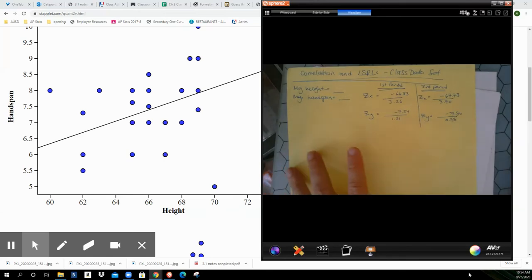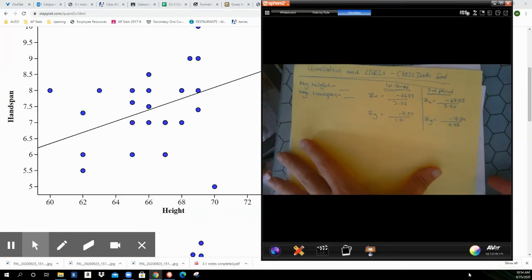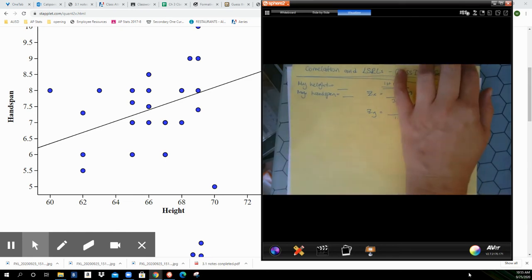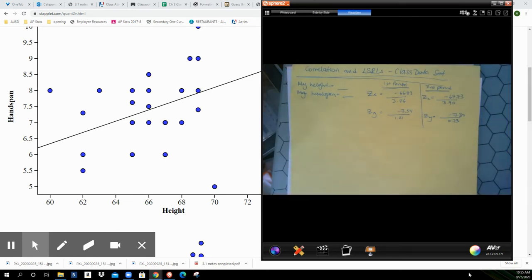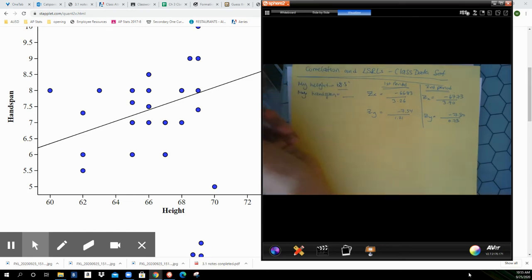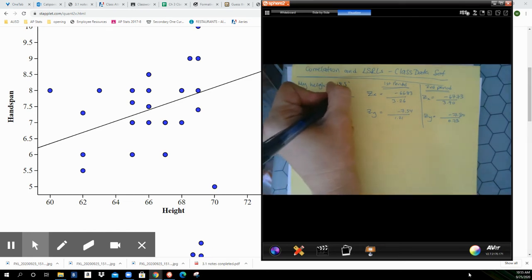All right, folks, I just wanted to talk you through the least square regression line with some movable visuals, and I want to talk about the class data set. So I'm going to use myself as an example. My height, 68.5 inches. My hand span, almost 9, but not quite, like 8.75.